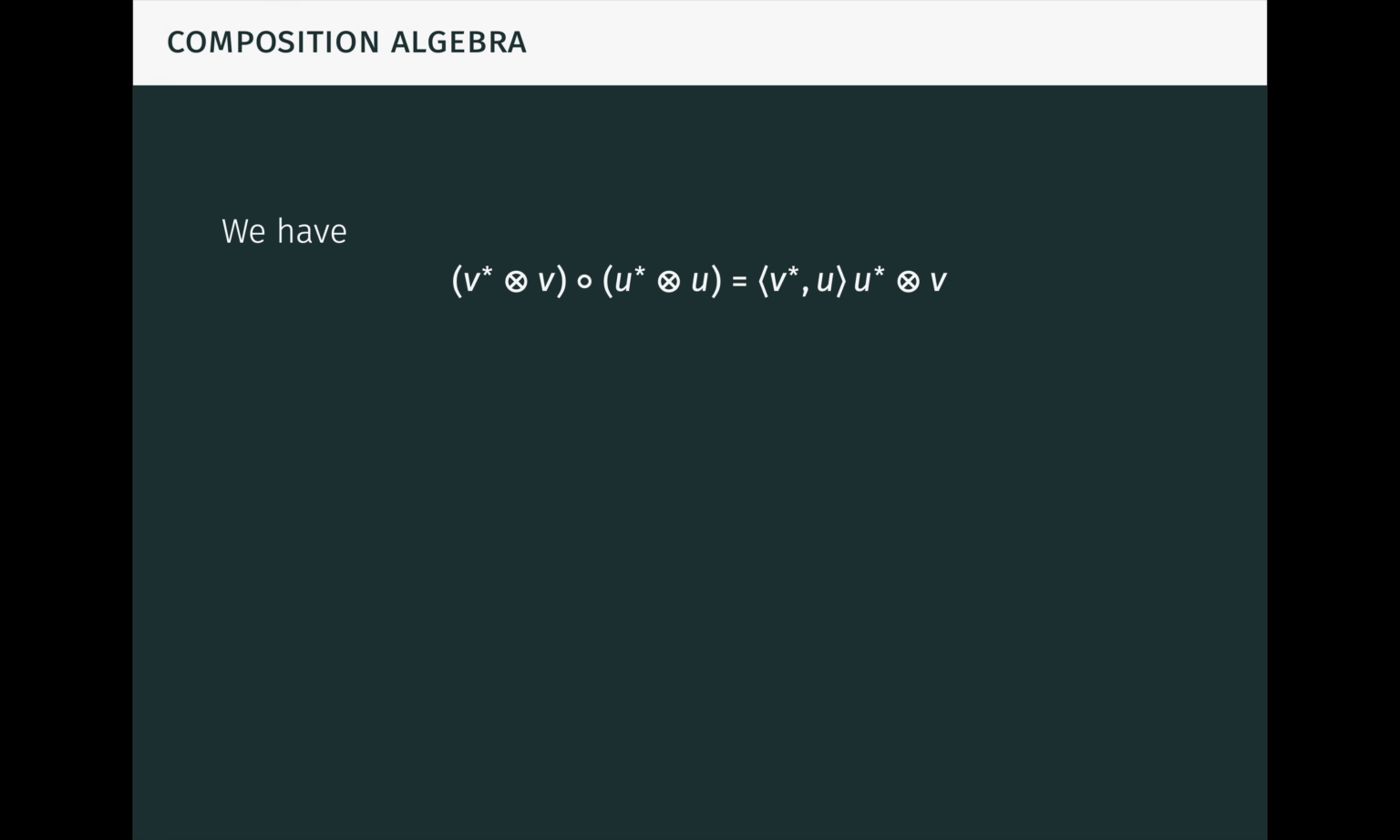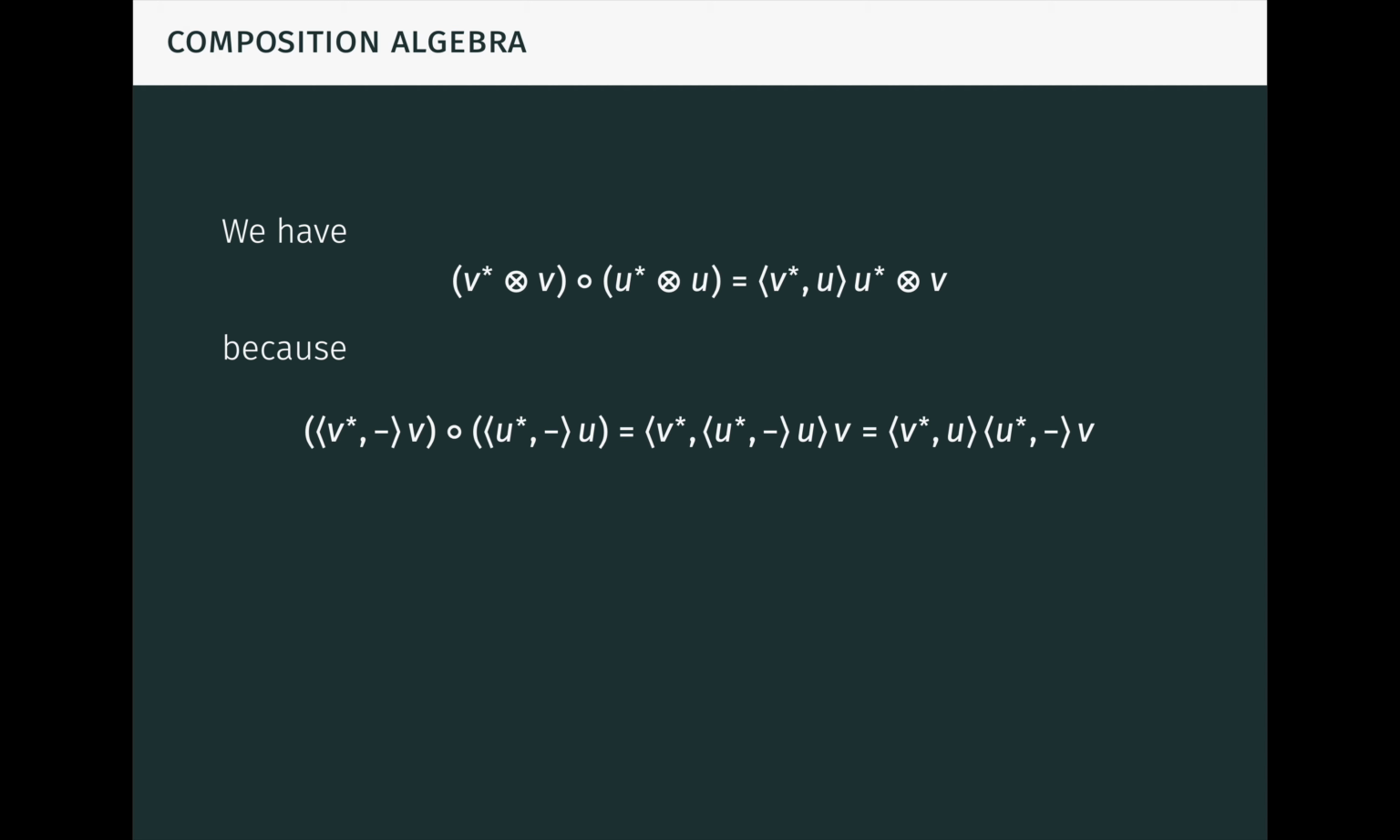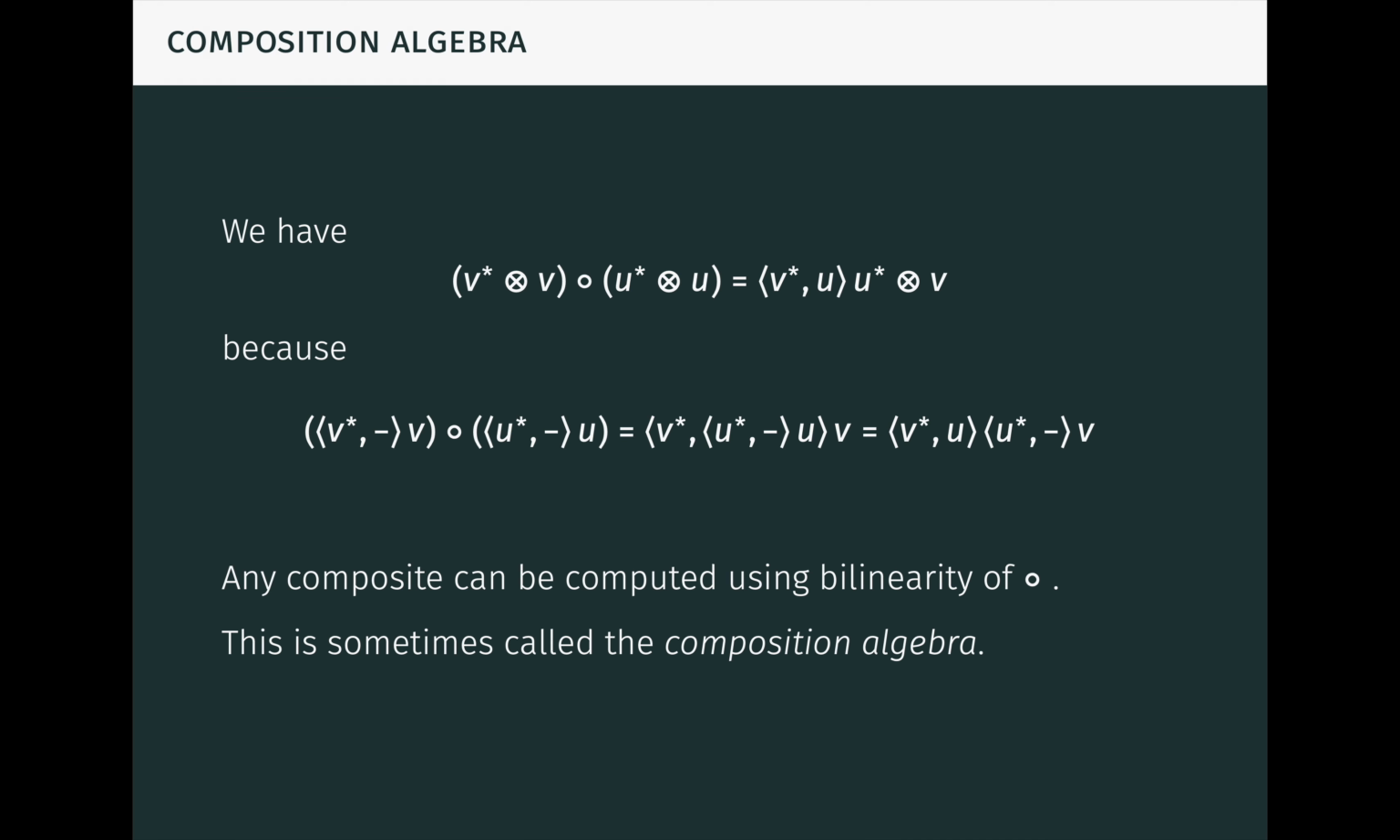For composition of decomposables, we have the rule seen here. That's because V star blank V after U star blank U equals V star times U star blank U times V. Pulling that inner scalar U star blank out and to the right, we get V star times U star blank V, which is what's above. Now any composite of transformations can be computed from this rule using bilinearity of composition. This is sometimes called the composition algebra and is powerful.